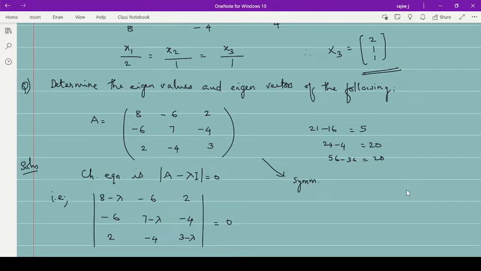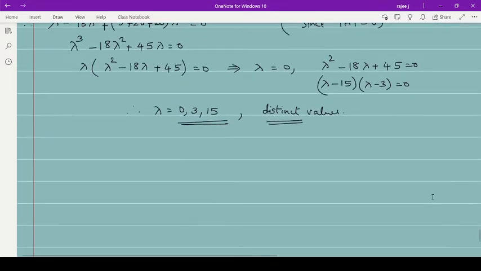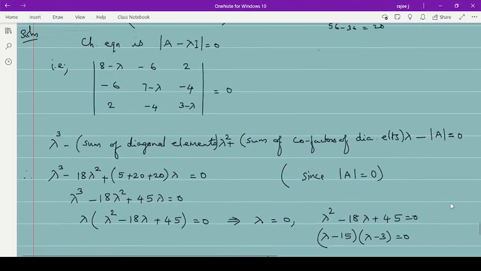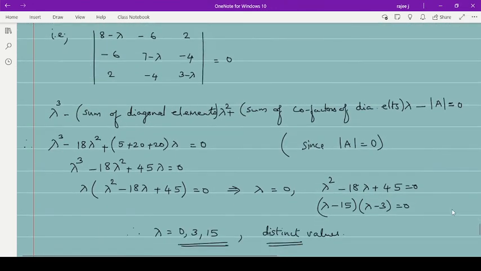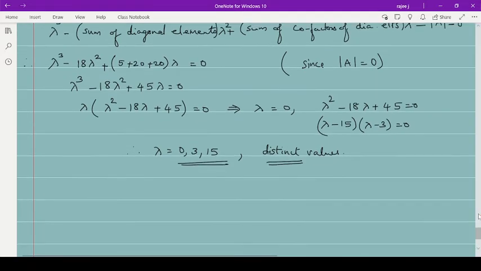So this is actually a type 2, type 3 kind of question, where the matrix is symmetric and you get distinct values. But it doesn't make any difference in the method of solving. See, the previous one was so big, and now it is so simple. Here also, if you are using a calculator, you can write lambda equal to 0, 15 and 3. These three distinct values you got.